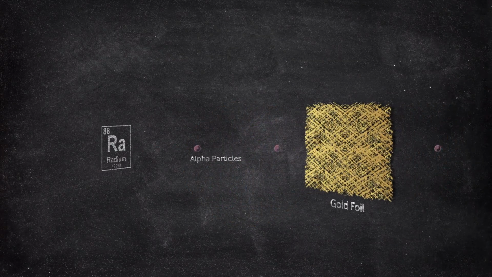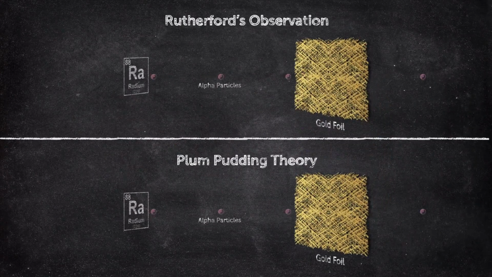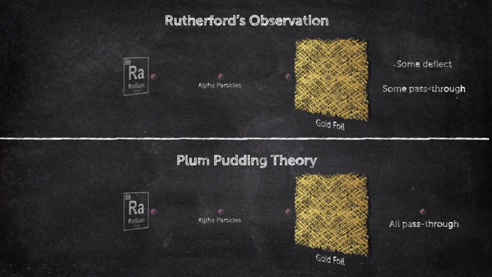Now, Rutherford's gold foil experiment basically contradicted J.J. Thomson's plum pudding model, because if the plum pudding model were true, then Rutherford wouldn't have seen the results that he saw in his gold foil experiment.